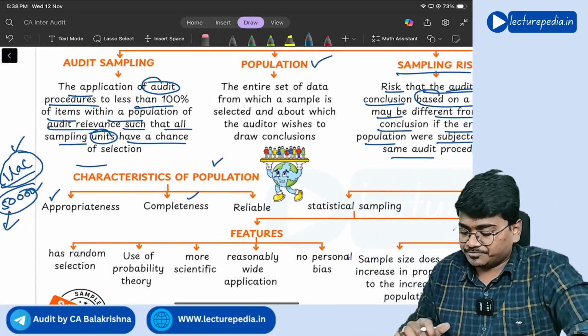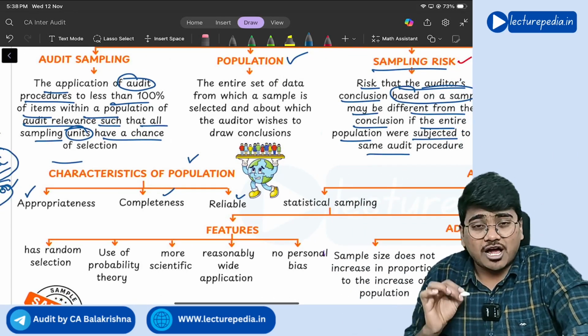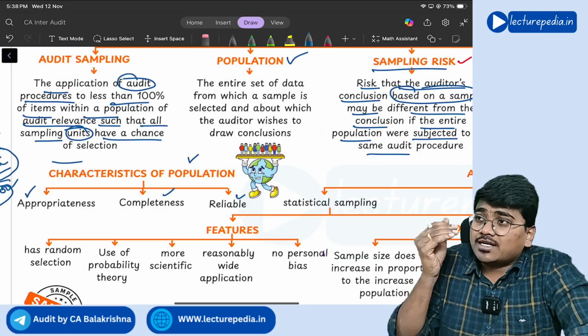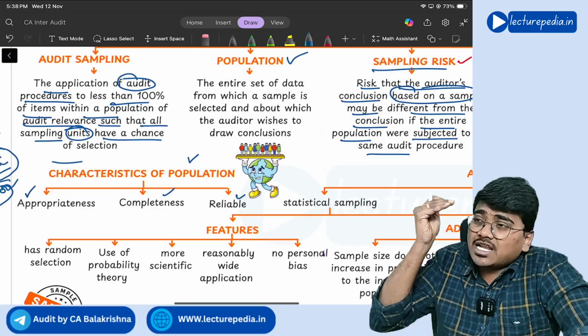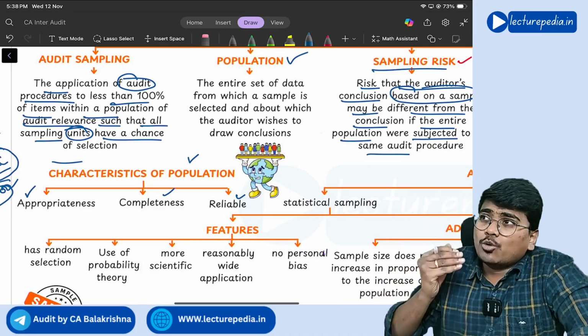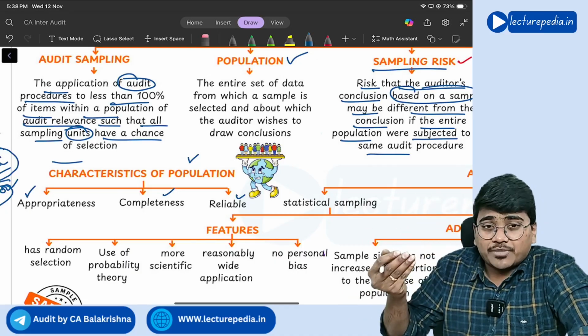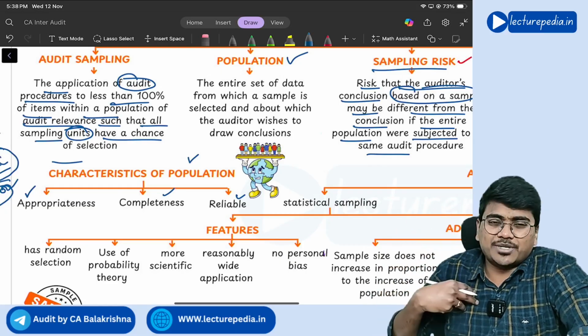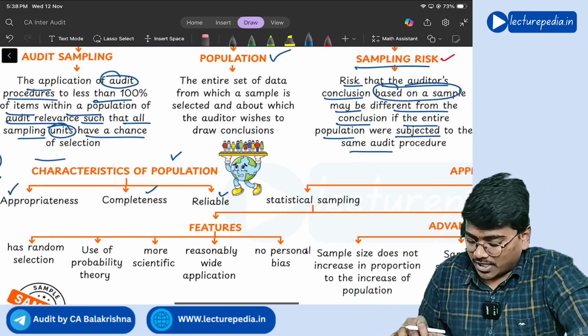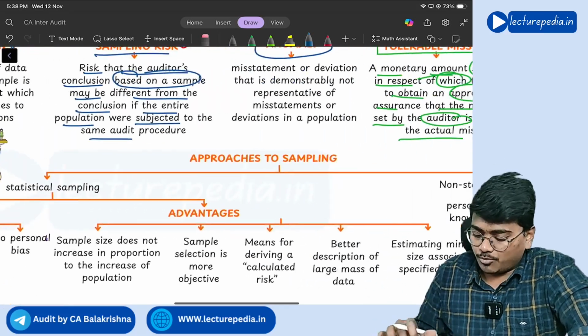Clear? Yes. Next, reliable. Of course, you are taking the sample from the population. If the population itself is not reliable, how can you rely on this sample? Correct. So the population should be reliable for the purpose of the auditor, right? These are the characteristics of population.